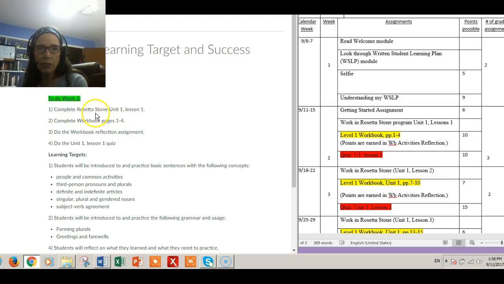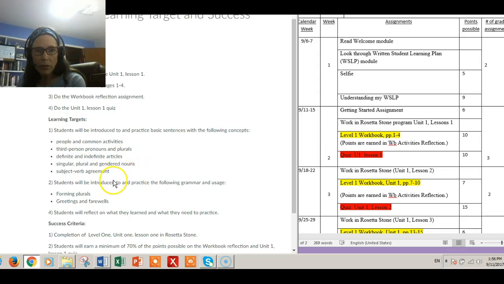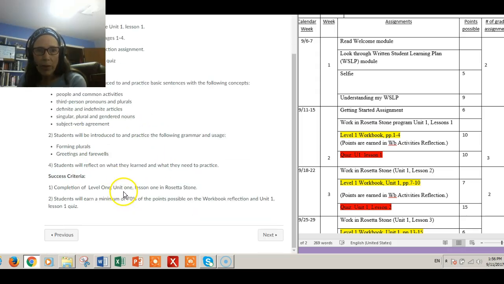You're going to do Rosetta Stone Unit 1, Lesson 1, the workbook pages, the reflection, the lesson assignment. This is what I expect you to be introduced to, what you're going to practice, and this is your success criteria that you'll have all of lesson 1 done in Rosetta Stone and you'll earn at least 70% on all the points that you do.